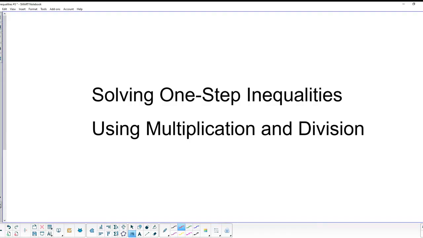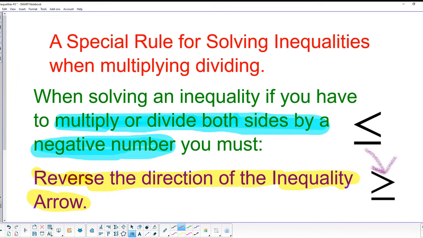Inequality. Now, when we're using multiplication and division, it's pretty much the same process that we used when we were talking about equations, but there is one additional rule that's very, very important that we need to remember, and that is this. When you're solving an inequality, if you have to multiply or divide both sides by a negative number, you must reverse the direction of the inequality arrow in the solution. So I kind of demonstrated that over here.